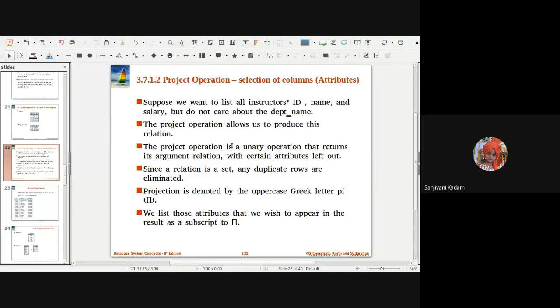The project operation is a unary operation. Unary means it can be applied onto a single relation. It is a unary operation that returns its argument relation with certain attributes left out. It means we are removing or filtering a few of the attributes. Since our relation is a set, any duplicate rows are eliminated. Projection is denoted by the uppercase Greek letter pi, and we list those attributes that we wish to appear in the result as a subscript to pi.